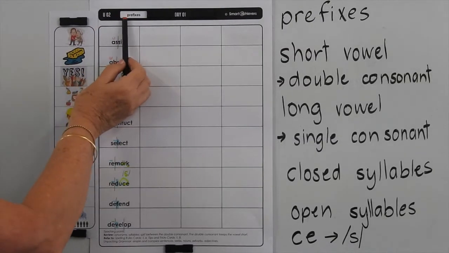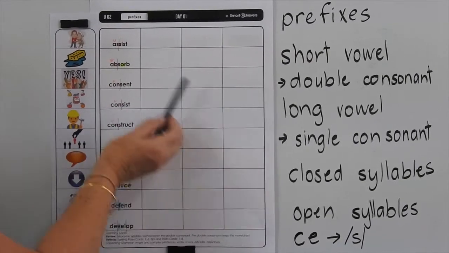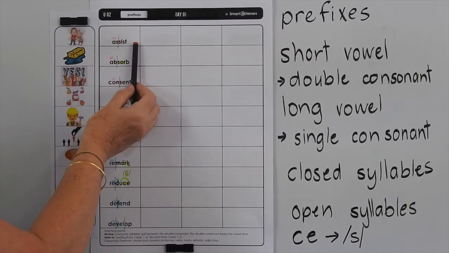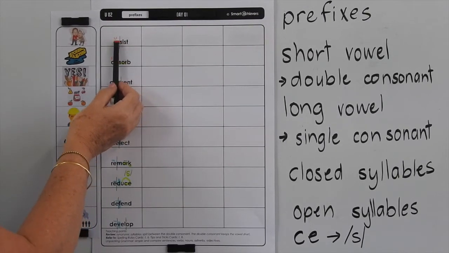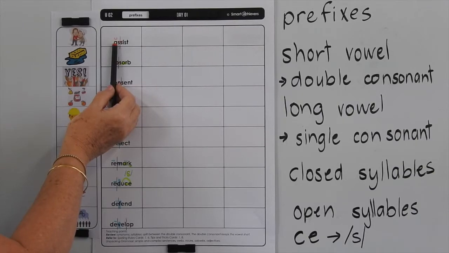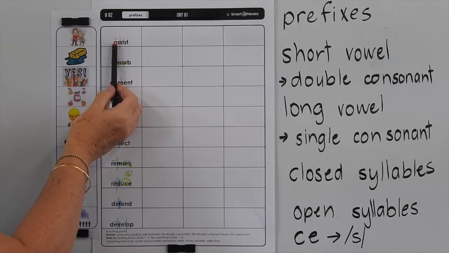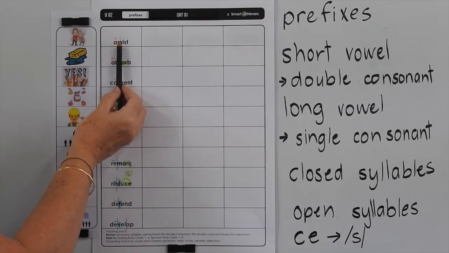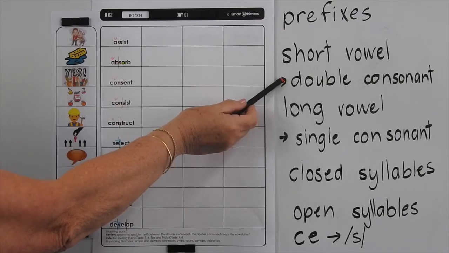In this list we're looking at prefixes, and we're also looking at open and closed syllables. So go through and highlight anything that you can see happening that will make the spelling of these easier. Now I've marked the A here in assist, absorb, as a short vowel, so it's making an "at" sound or an "ut" sound. We tend to give it a schwa sound.